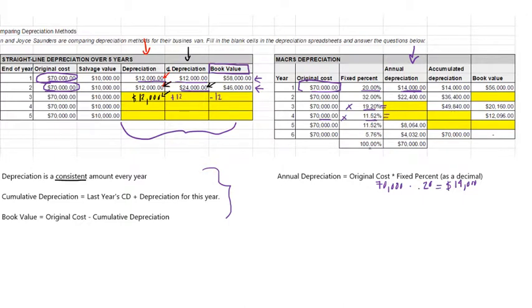So that's the only thing that's different in the calculation, the actual calculation of annual depreciation. Of course, we would still use the same method to figure out cumulative depreciation. It's just last year's cumulative depreciation plus this year's. So, looking at this column, if this year we depreciated $14,000, it was the first year, so that's our total.